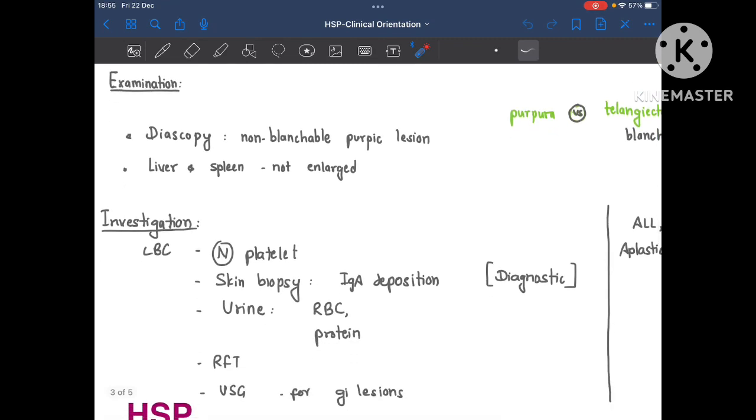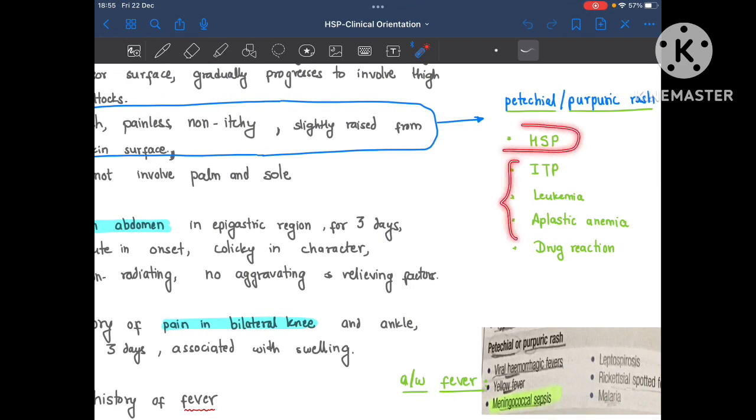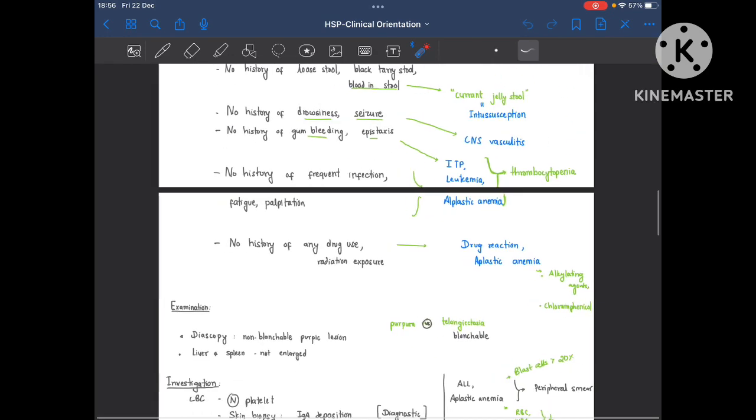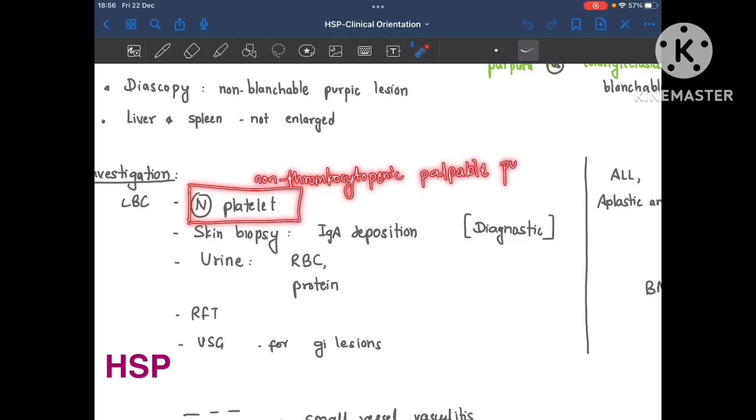Now in investigation, this is very important. The patient has a normal platelet count. Why is it important? In all of our differential diagnoses, there will be decreased platelet count. But in Henoch purpura, the purpura formation is not due to decreased platelet count. It is the vasculitis that causes purpura formation. So with a normal platelet count, we say non-thrombocytopenic palpable purpura is a pathognomonic feature of Henoch purpura.